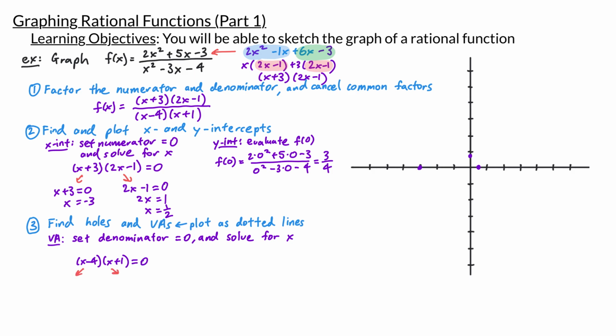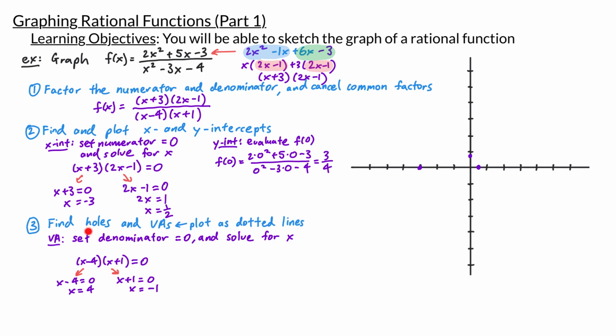Again, we can split these factors up to get the equations x minus 4 equals 0 and x plus 1 equals 0. On the left here, add 4 to both sides to get x equals 4, and on the right, subtract 1 from both sides to get x equals negative 1. So those are my two vertical asymptotes.